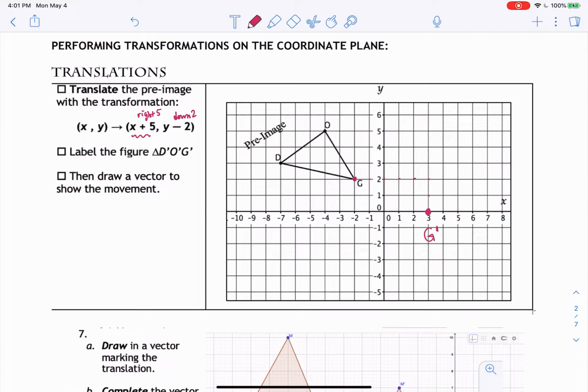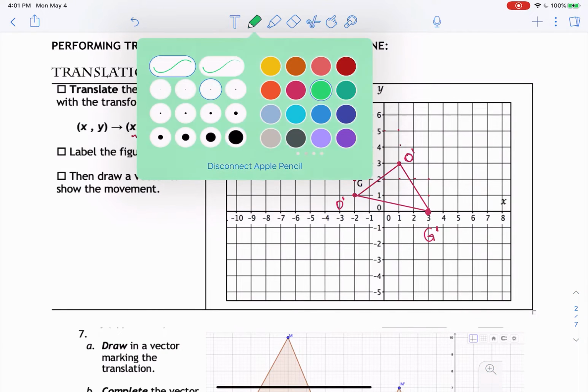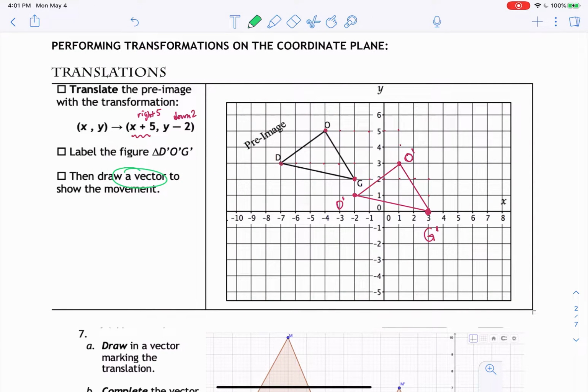We'll pick another point, point O, we'll go to the right 5, 1, 2, 3, 4, 5, down 2. This is going to be O prime. Last one, to the right 5, 1, 2, 3, 4, 5, down 2, 1, 2, D prime. And then we'll connect the dots and we'll create our new triangle. And then the last piece is to draw a vector. So that's an arrow going from vertex to corresponding vertex like O to O prime to show the movement. So you are going to be asked to actually do the transformation on the coordinate plane.